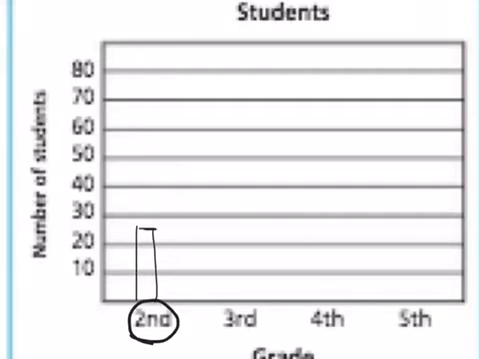Next is third graders. And third graders, there were 40. So here's where the 40 mark is. And now you can make your bar. Fourth graders was 80 kids. So the 80 is way up here. So you can make your bar.